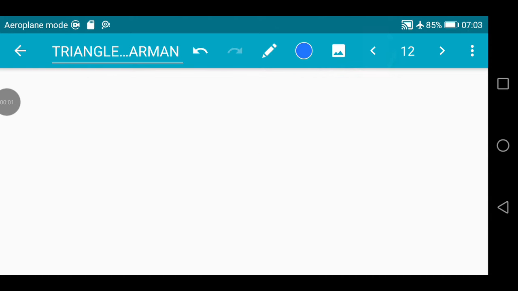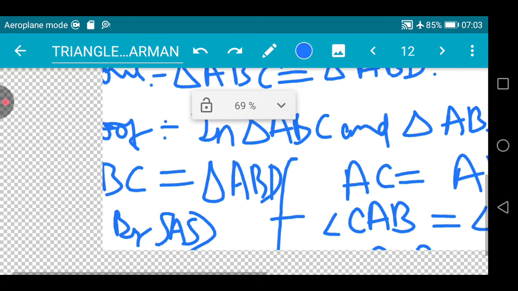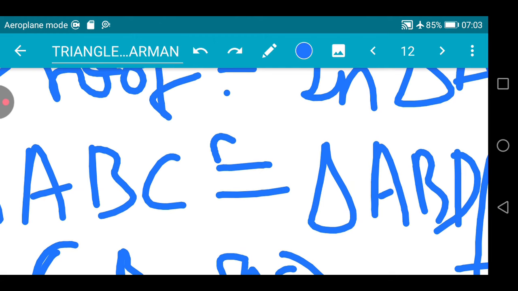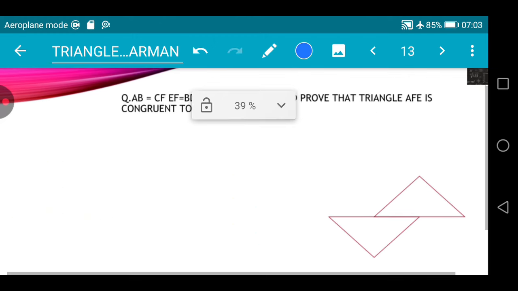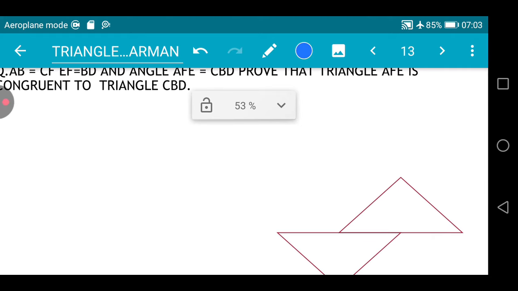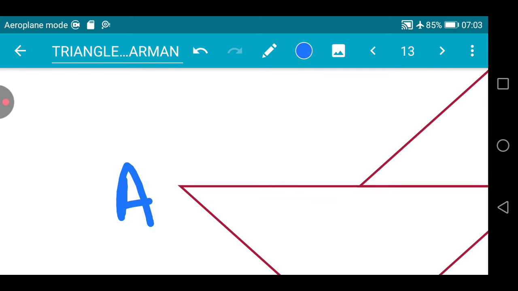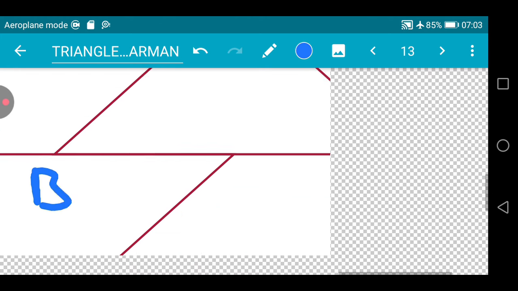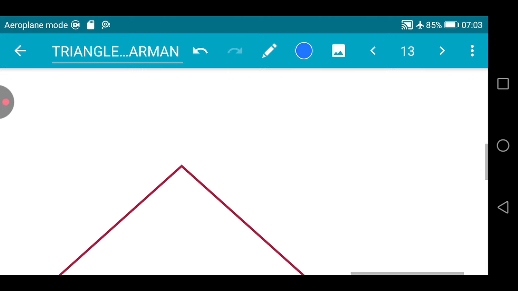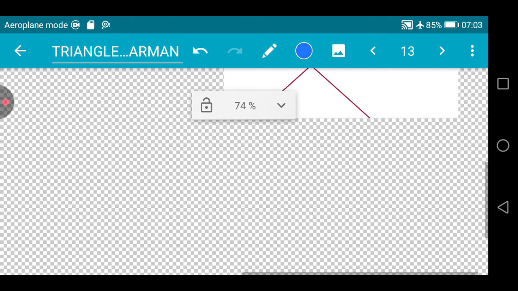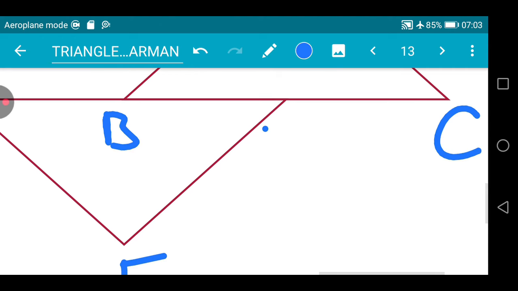What is there? Triangle ABC is congruent to triangle ABD by side angle side, what we have proved. Now first I am making the figure: A, B, C, D, E and F.